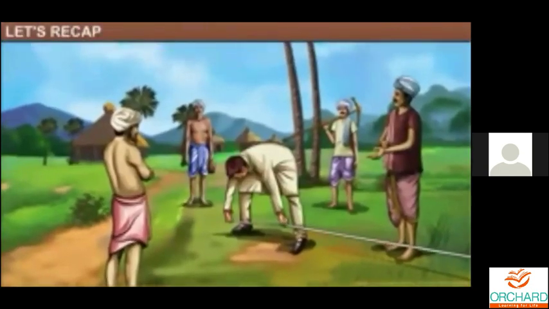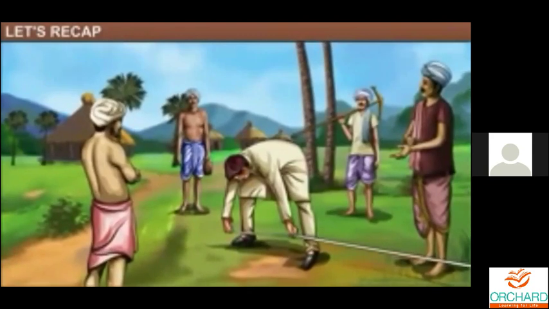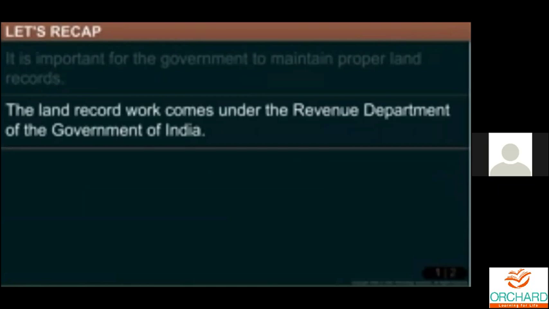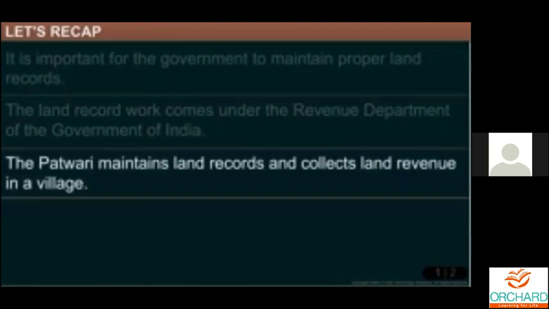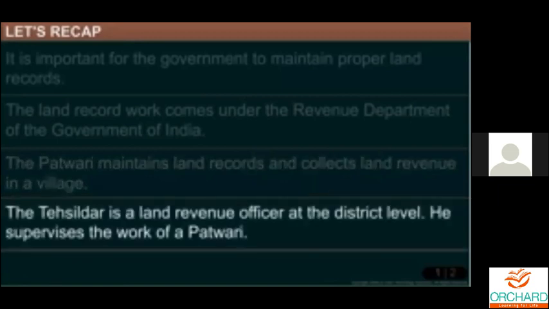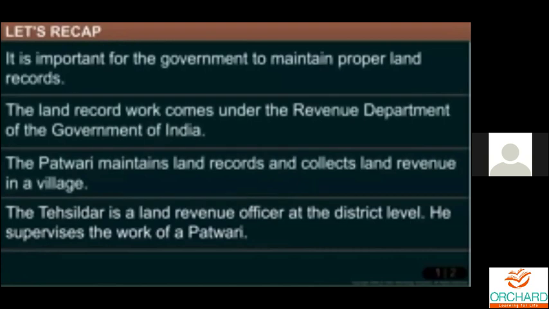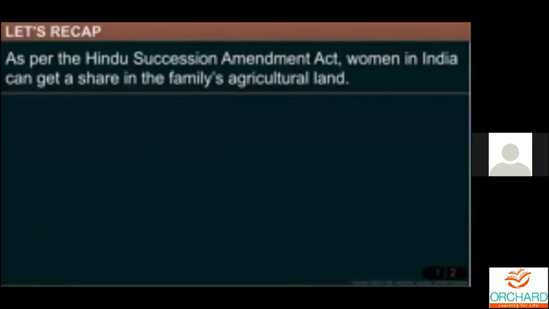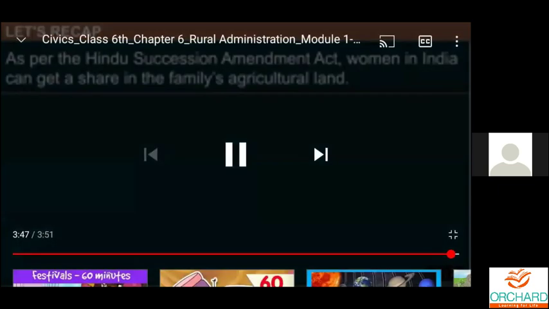We have now reached the end of this module on rural administration. In this module, we learned that it is important for the government to maintain proper land records. The land record work comes under the Revenue Department of the Government of India. The Patwari maintains land records and collects land revenue in a village. The Tehsildar is a land revenue officer at the district level. He supervises the work of a Patwari. And that, as per the Hindu Succession Amendment Act, women in India can get a share in the family's agricultural land.